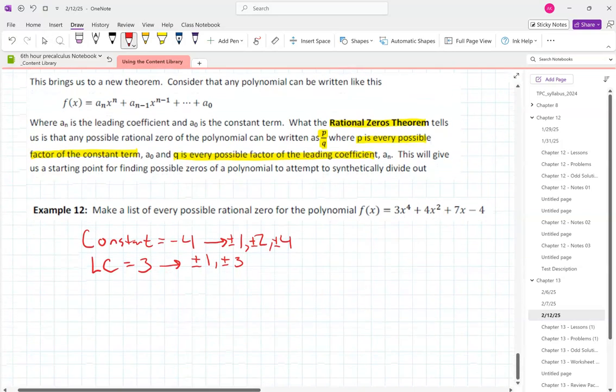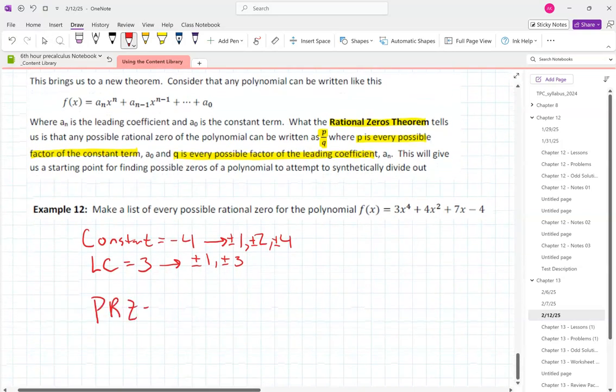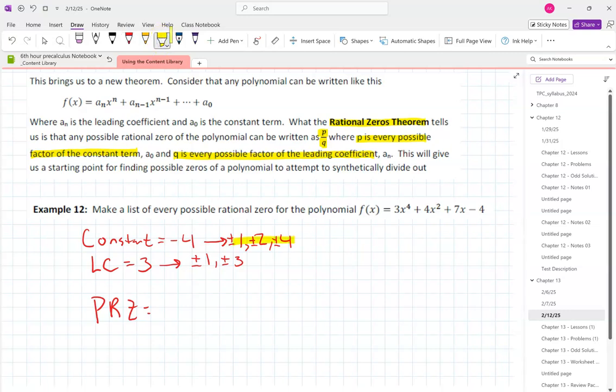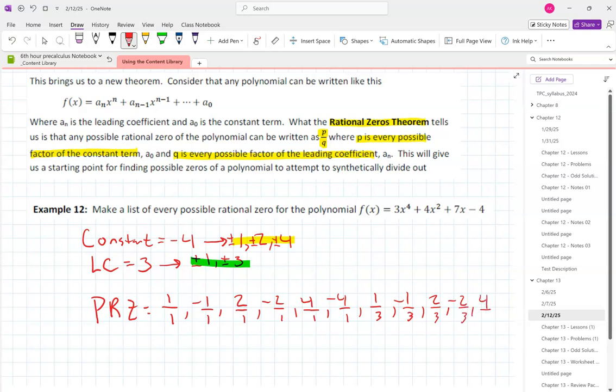So my possible rational zeros are going to be one of those factors divided by one of those factors. I could have 1 over 1 or -1 over 1 or 2 over 1 or -2 over 1 or 4 over 1 or -4 over 1 or 1 over 3 or -1 over 3 or 2 over 3 or -2 over 3 or 4 over 3 or -4 over 3. Is everybody okay with how I've enumerated that list?